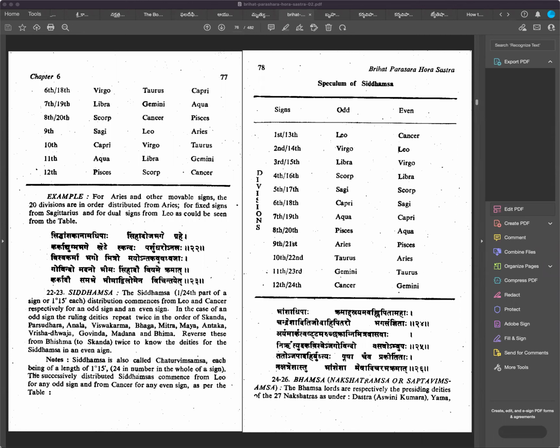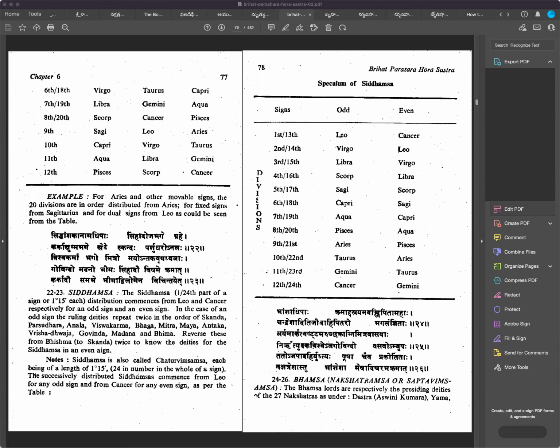In the case of an odd sign, the ruling deities repeat twice in the order of Skanda, Parashudhara, Anala, Vishwakarma, Bhaga, Mitra, Maya, Anantaka, Vrishadhwaja, Govinda, Madana, and Bhima. Reverse these from Bhima to Skanda twice to know the deities for the Siddhamsha in even signs.